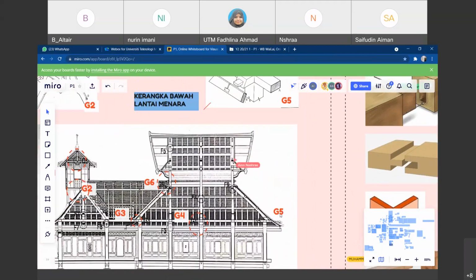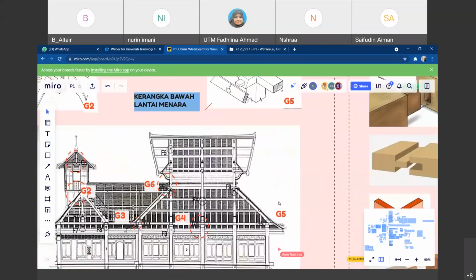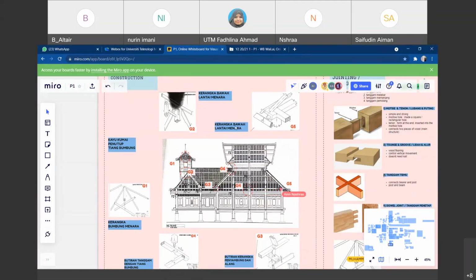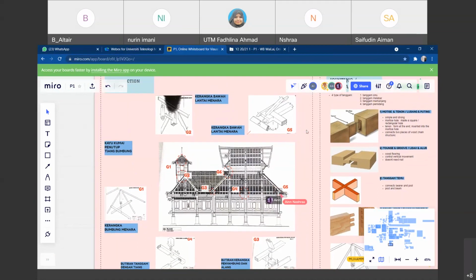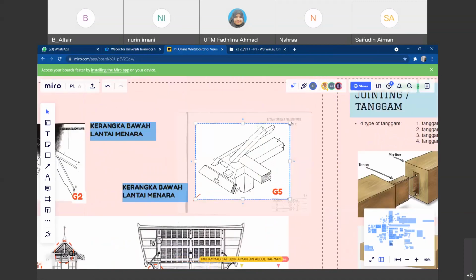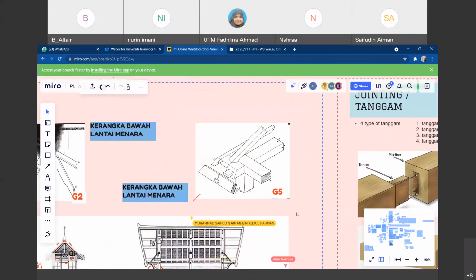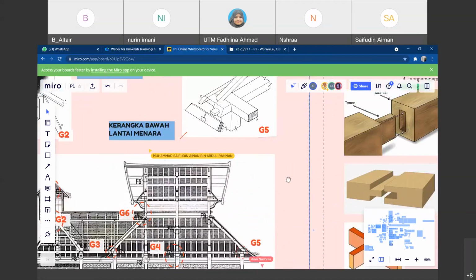Okay, and then one is the G4, sorry, G1, G2, okay, G5. G5 is this one. Okay, this one is the kerangka bawah. Okay, it's a butiran tanggam penjuru tiang. Sorry, butiran tanggam penjuru tiang, this one.